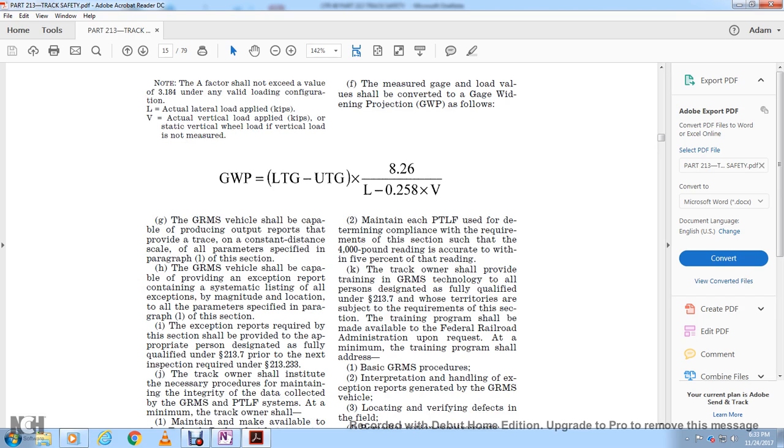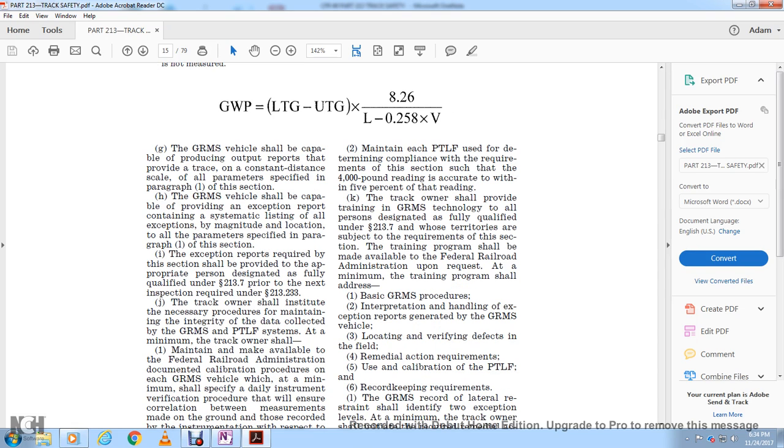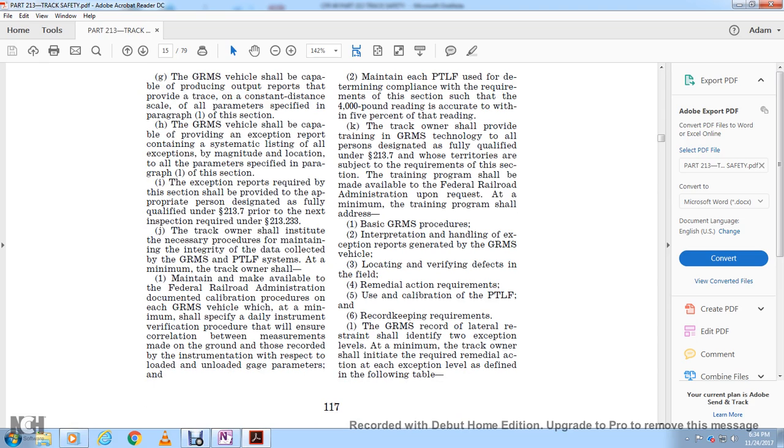The track owner shall institute the necessary procedures to maintain the integrity of the data collected with the gauge restraint measurement system portable track loading fixture, at a minimum, and the track owner shall make available to the Federal Railroad Administration the calibration procedure for the gauge restraint measurement system vehicle, which at a minimum shall specify the daily instrument verification procedure to ensure correlation between the measurements made on the ground and those recorded by the instrument with respect to loaded and unloaded gauge parameters.